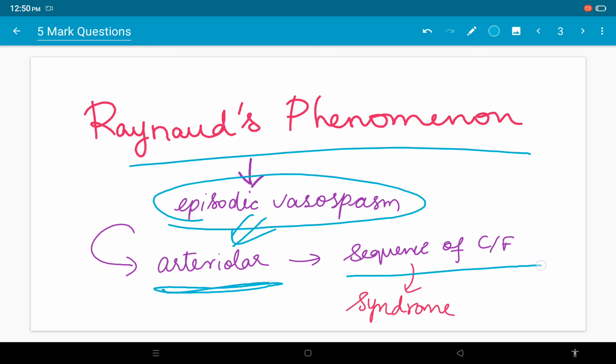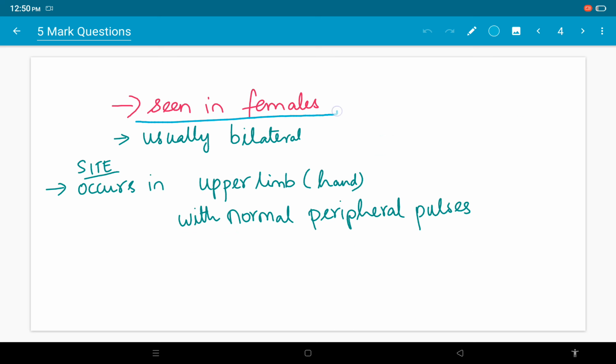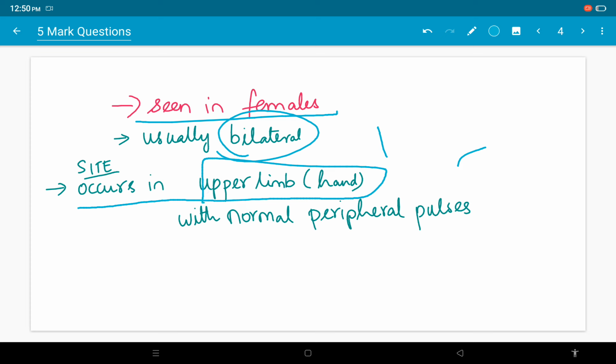The sequence of clinical features will lead to what we call Raynaud's syndrome. So Raynaud's phenomenon means episodic vasospasm, arteriolar in origin. The sequence of clinical features which follows this will lead to what we call Raynaud's syndrome. It is seen in females. It is usually bilateral in occurrence, that is both the hands, and the site is usually upper limb, hands. For other peripheral vascular diseases it can happen in legs also. Here Raynaud's phenomenon usually happens in upper limb, usually bilateral and seen in females.